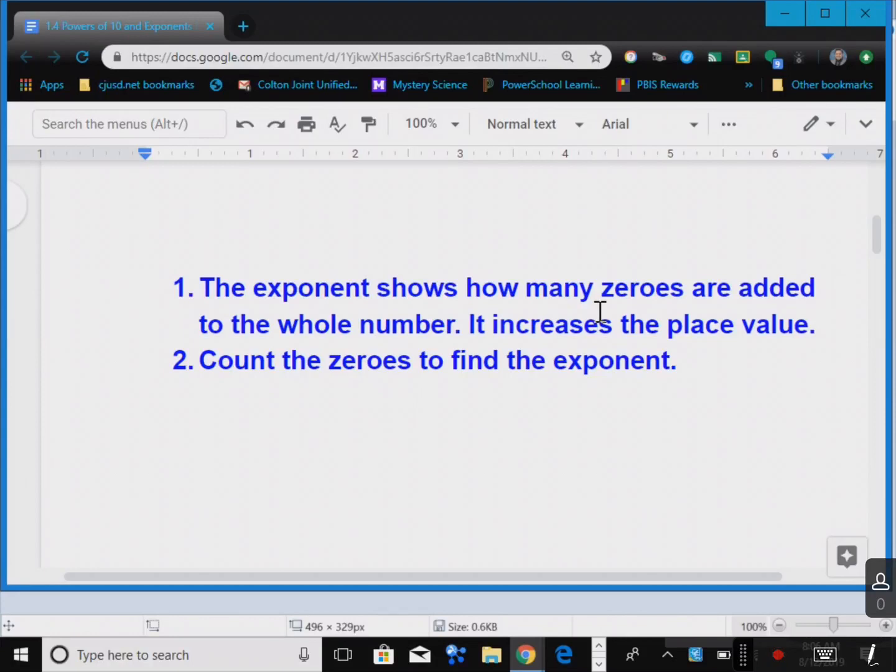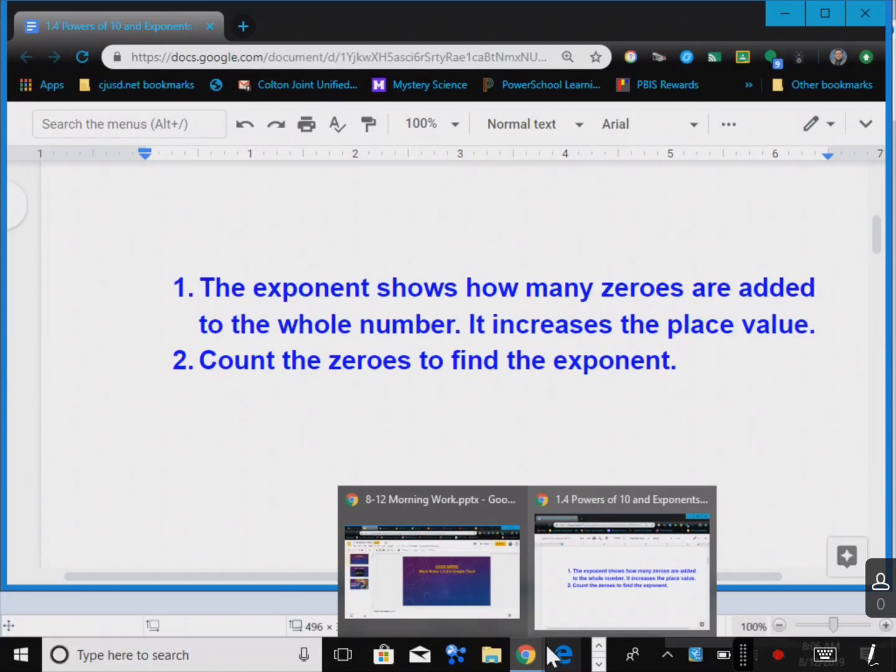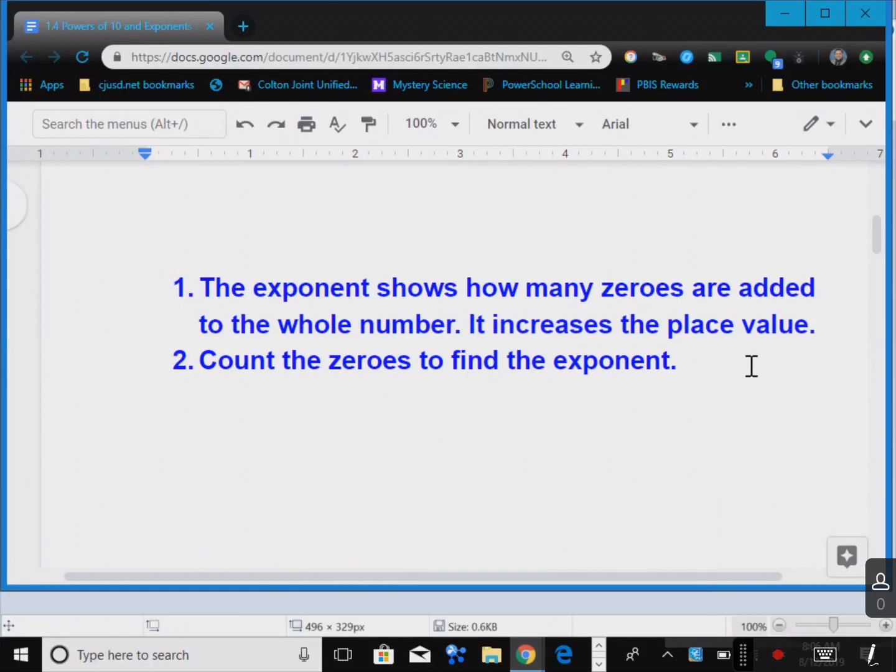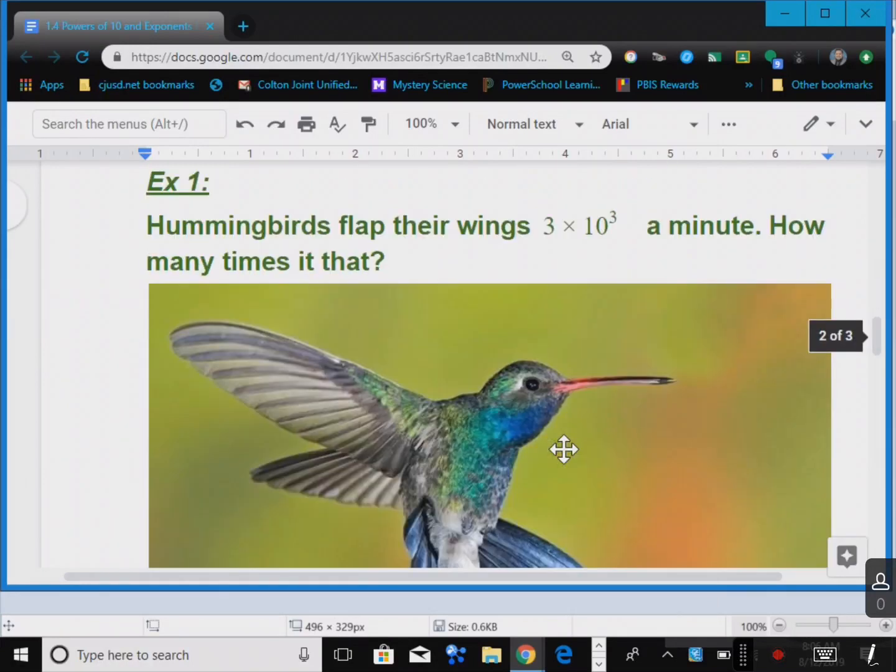All right, go ahead and write those steps down, and I'll get into more details when we get into our example. Hopefully you've done that. Let's go ahead and show the first example. We're going to talk about hummingbirds today. It's a nice picture of a hummingbird. Go ahead and write this example down as well.